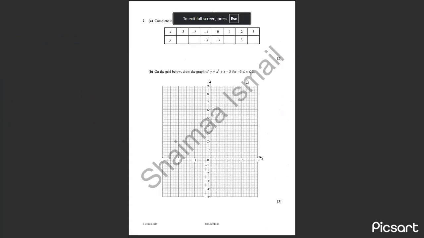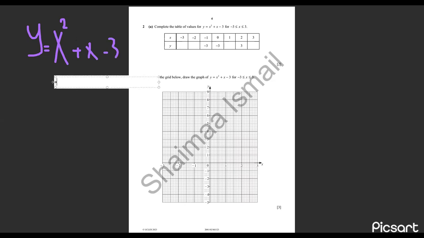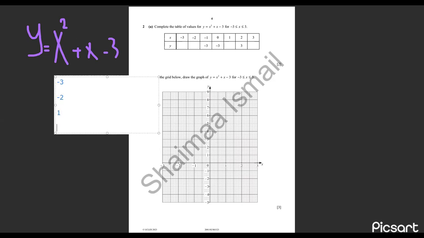Let's see the next. Here we have to complete the table by applying the rule. We just kick the x in the equation here, to say y equals x squared plus x, then minus 3. And all what we do now, we're going to kick the x and put instead of it negative 3. Then we kick the x and put instead of it negative 2. Then we kick the x and put instead of it 1. Then we kick it and put instead of it 2. Then, no, not 2. Then the last one is 3.